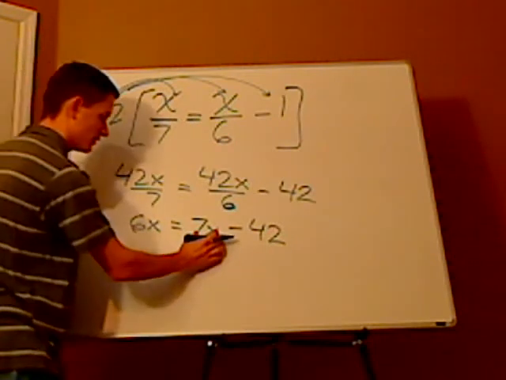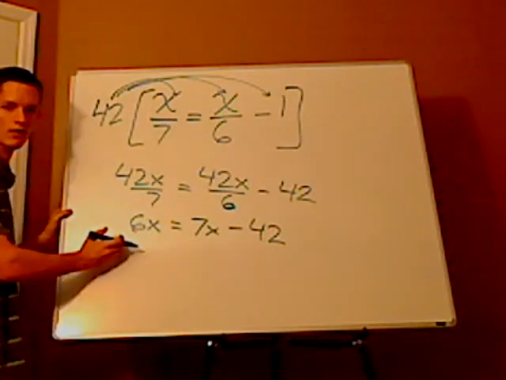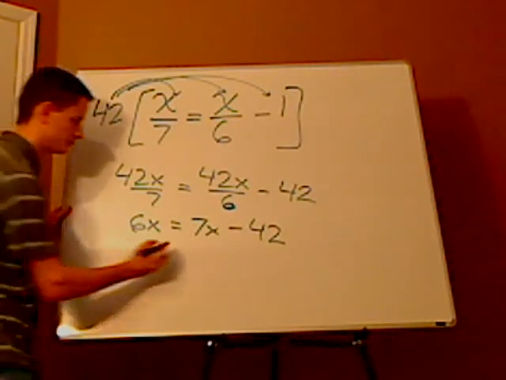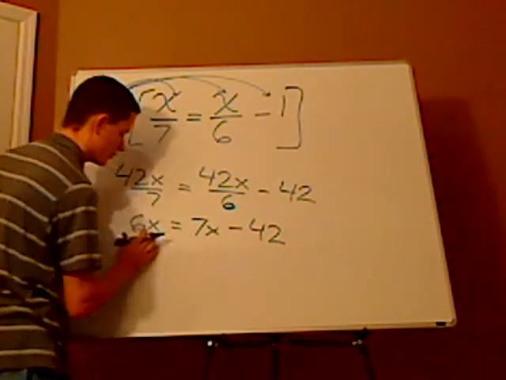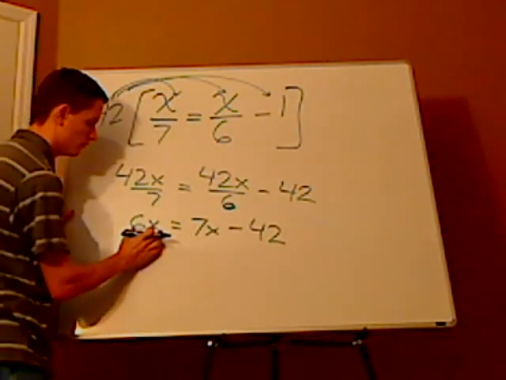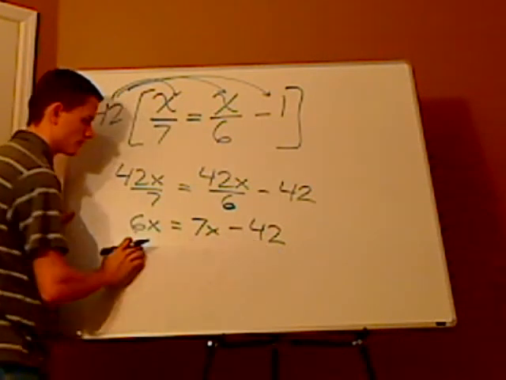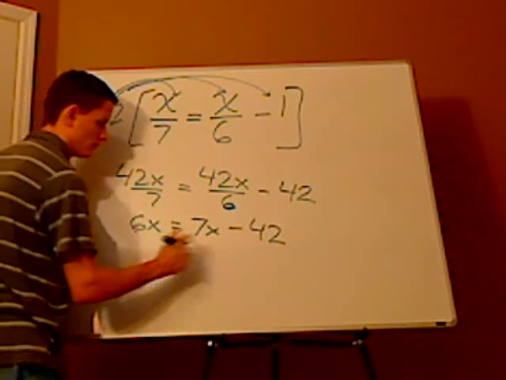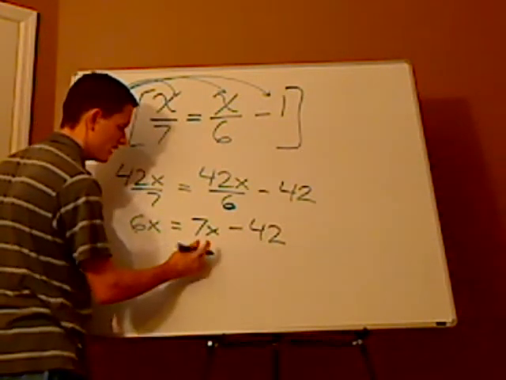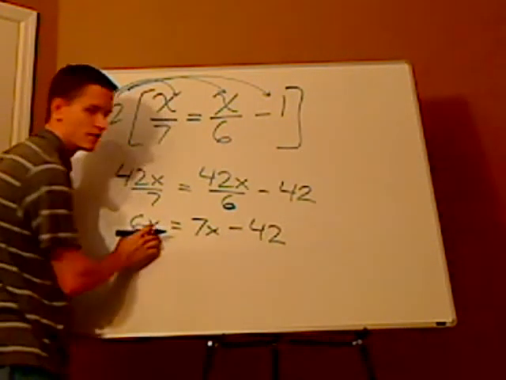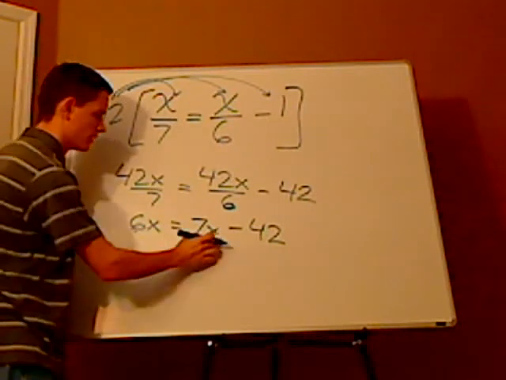So you're just going to take this 7x and move it over to the other side. Or what you can do is move the 6x over to this side and then the 42 over here. But I wouldn't do that. If this is already by itself, then I would keep it by itself.